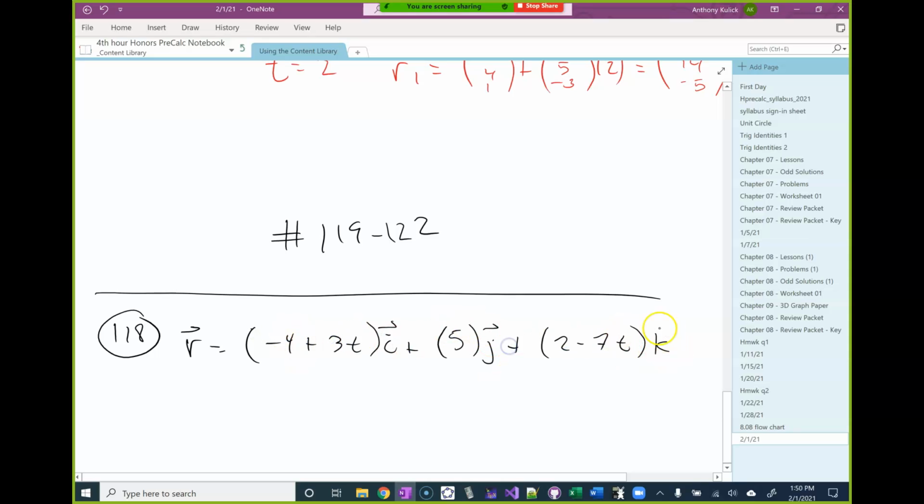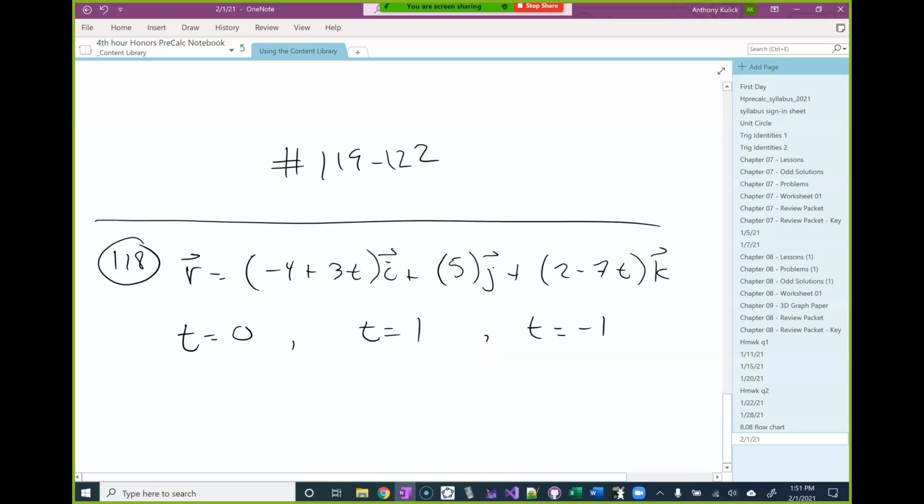So I'm just going to pick some values for t, its own point. I just picked values of t that were easy to deal with. So when I plug 0 in for t here, I get -4 for the x component, since the i is just representing the x component. Well, the j component, or the y component, is always going to be 5 because it's a constant. And then the k component, or z component, is going to be 2. When I plug 1 in, I get -1.